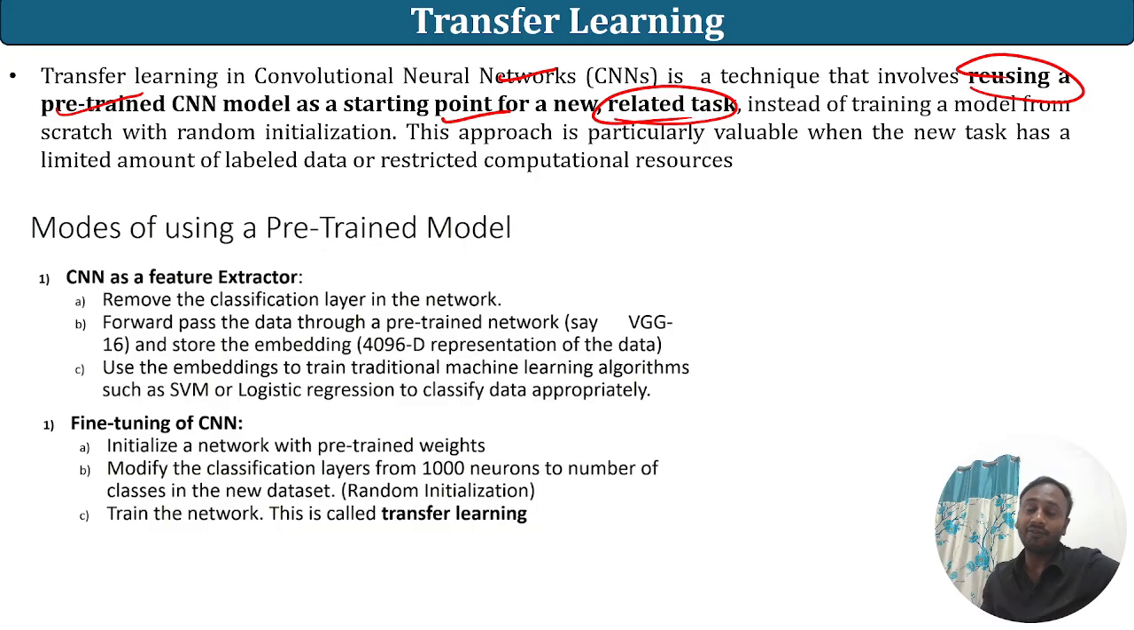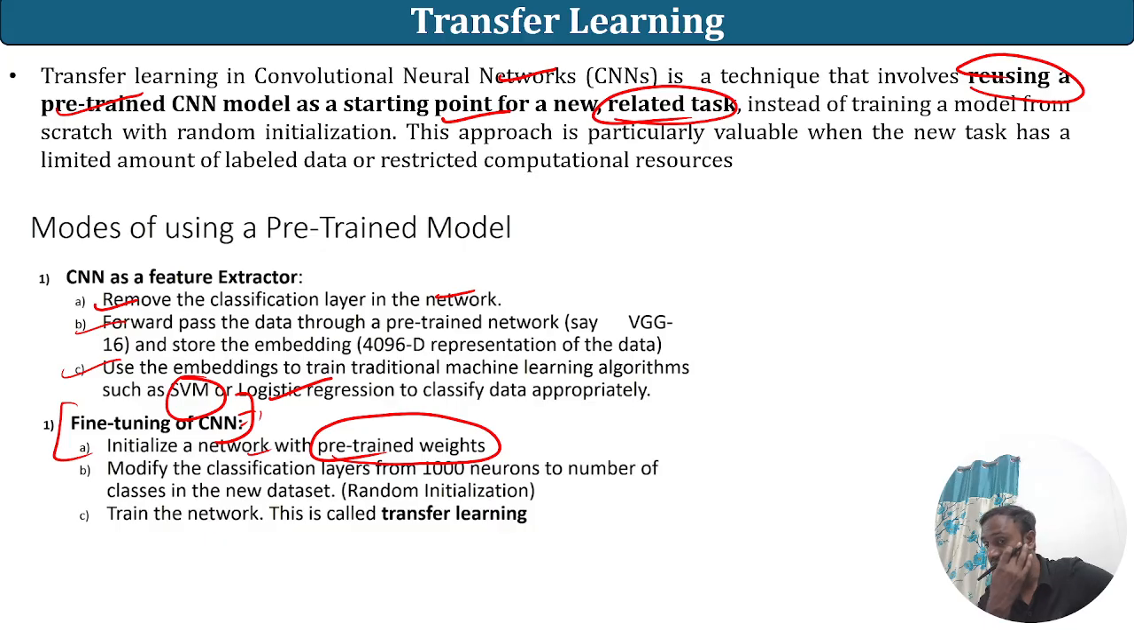So it's going to save our time and complexity also. Remove the classification layer in the network's forward pass method. Then in the second step, we can use SVM or LR, no issue. Then we can initiate a network with the pre-trained weights, like whatever we got from the previously trained model, we're going to use it. Then modify the classification layer from the 1000 classes to the number of classes in the new data set.